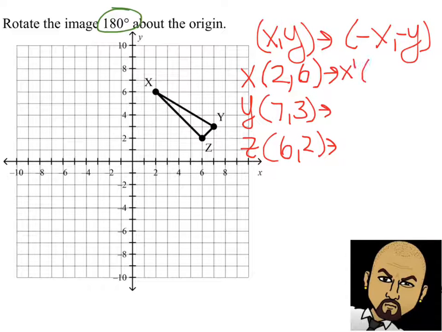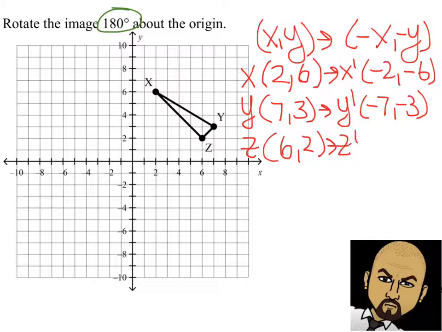All right, let's go ahead and figure out x prime, and the opposite of x is going to be our new x coordinate, so the opposite of 2 is negative 2, and the opposite of y, which is positive 6, is going to be negative 6. And let's go ahead and quickly fill in for y prime. The opposite of 7 is negative 7, and the opposite of 3 is negative 3. Z prime, the opposite of 6 is negative 6, and the opposite of 2 is negative 2.